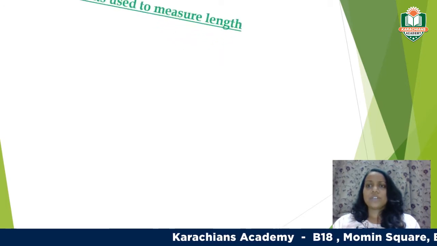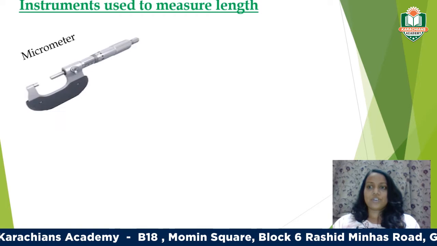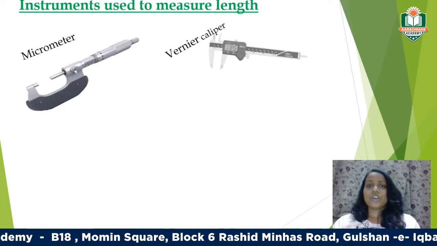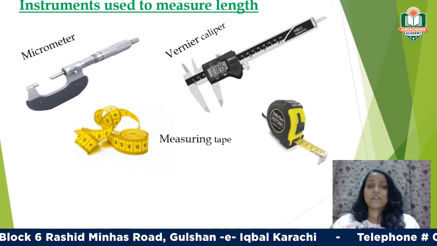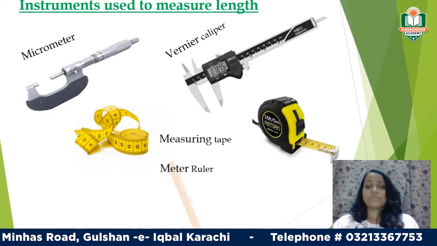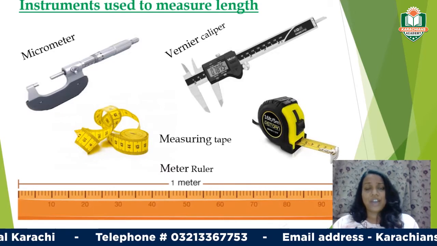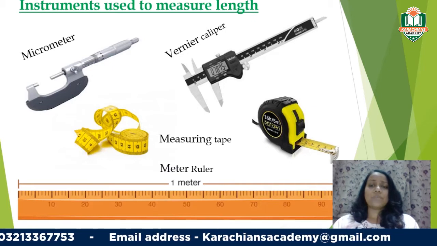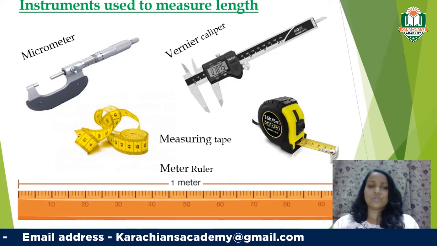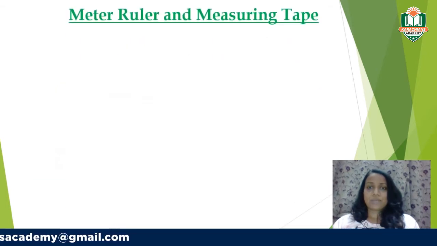Fine. Now there are different instruments used to measure length. That is your micrometer screw gauge, your vernier caliper, your measuring tapes, as well as your meter ruler. All these instruments are most commonly used to measure lengths. You'll be using them in labs as well, like your measuring tapes, and your meter ruler is used at home as well as in your classroom. Let us look at them closely.